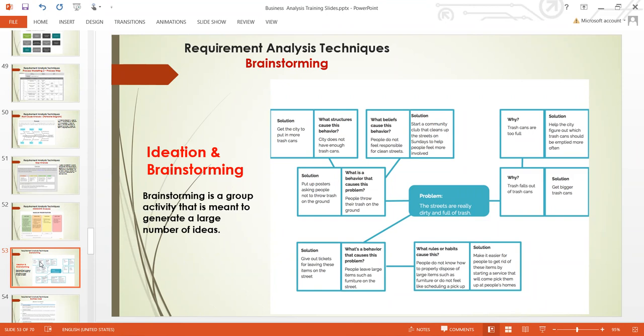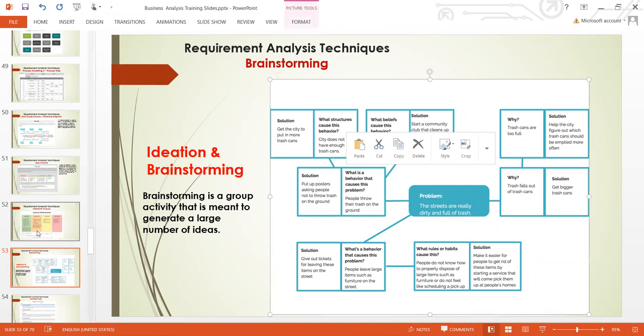Looking at this brainstorming map, the first thing here is, what is a behavior that causes this problem? That's the first thing you need to look at. People throw their trash on the ground. What is the likely solution? Put up a poster asking people not to throw trash on the ground. You can then set to put a bill, people should stop throwing, sensitizing them not to do that. You can still drill that down.